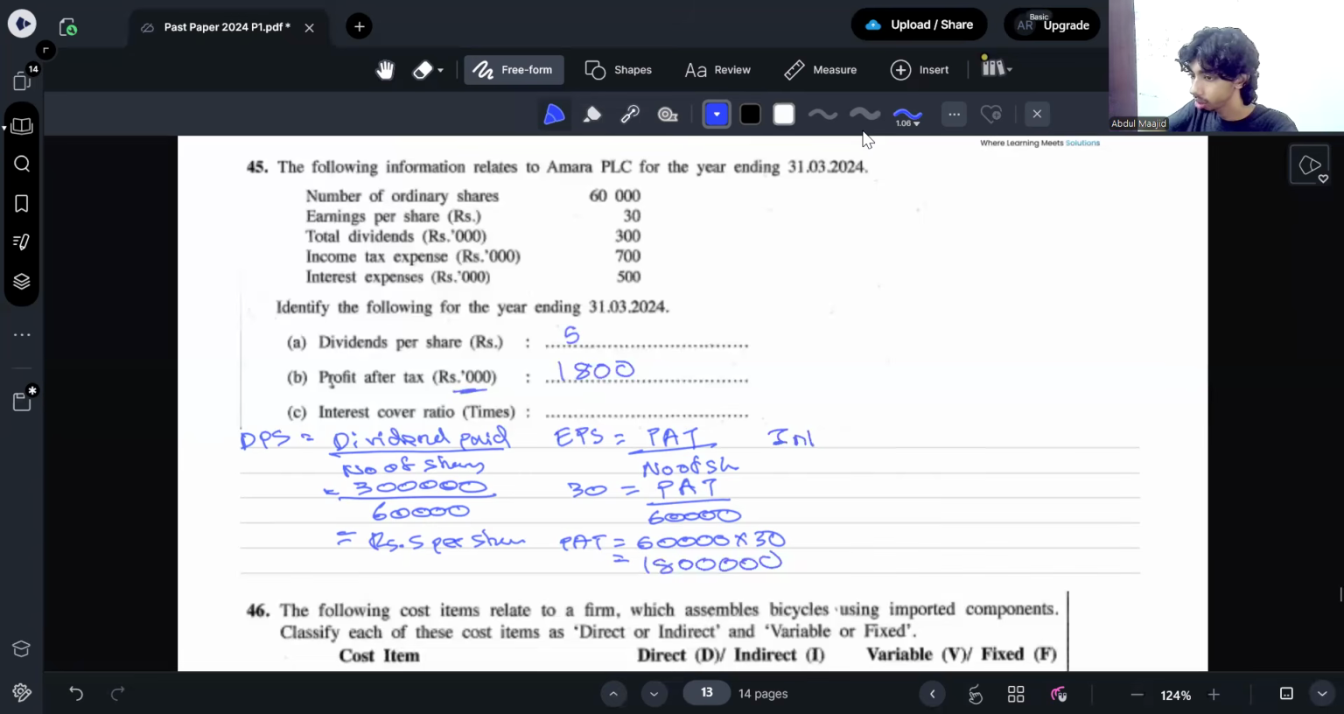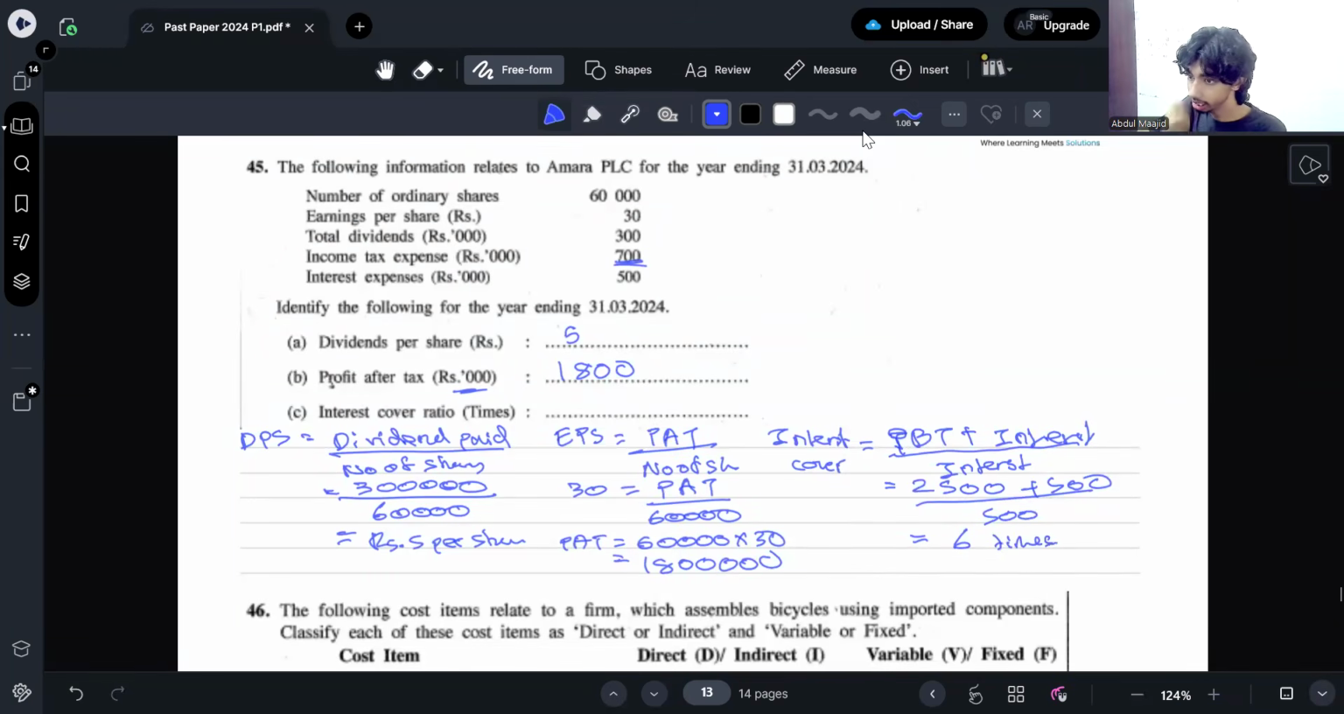Then interest cover ratio. Interest cover ratio will be profit before tax plus interest divided by interest. Profit after tax is 1,800. The income tax is 700. Then profit before tax will be 1,800 plus 700. That is 2,500. And the interest expense is 500. Divide by 500. Interest cover will be how much? Interest cover will be 6 times. Interest cover ratio will be 6 times.